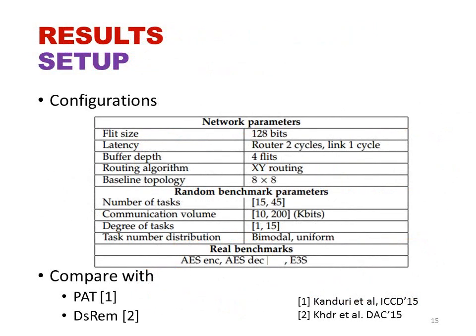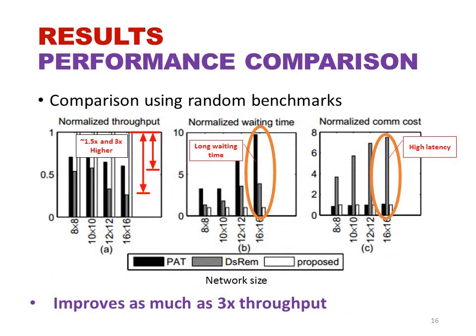The experiments are performed with a network-on-chip simulator, and we compare the algorithm with two existing algorithms, PET and DISRAM. We compare the proposed algorithm with PET and DISRAM using random benchmarks, and we find that the throughput can be improved as much as threefold.